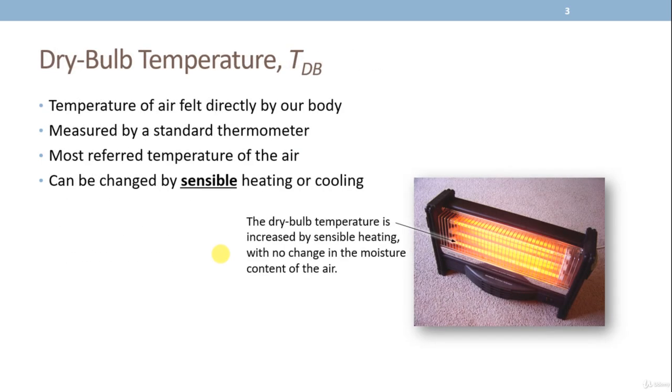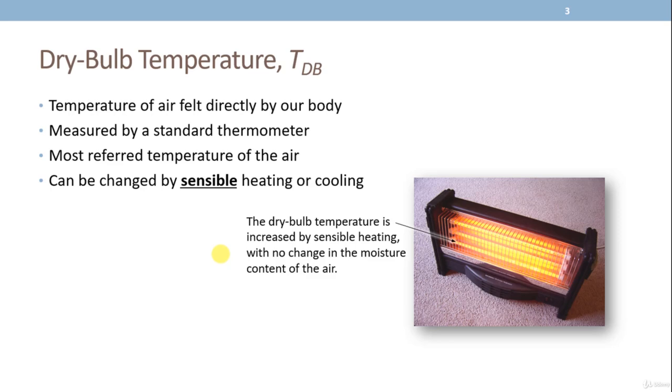Now, I will go through each and every one in detail. Dry bulb temperature. Dry bulb temperature is the common temperature that we have known. For example, a body temperature is 37 degrees Celsius, and an air-conditioned space is 24 or 25 degrees Celsius. All these temperatures are what we call dry bulb temperature.